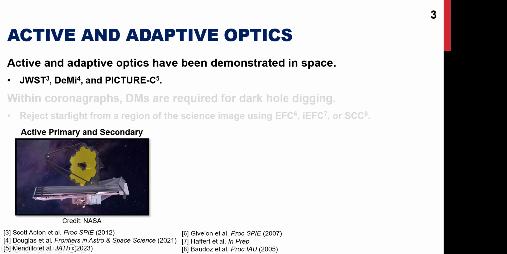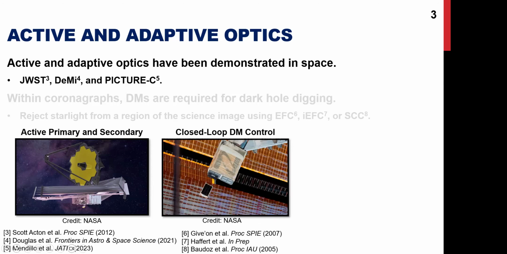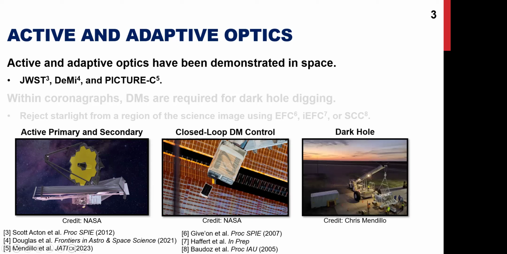Thankfully, we have a little bit of heritage that we can go on at this point. Active and adaptive optics have already been demonstrated in space. JWST has an active primary and secondary. Very cool. Closed loop DM control was demoed by our father, Ewan, on the DEMI project over at MIT with some smart people. And some other people down the road at UMass Lowell, led by Chris Mendillo, dug a dark hole. Not quite in space, in the upper atmosphere, but close enough. They do it on a big old balloon.